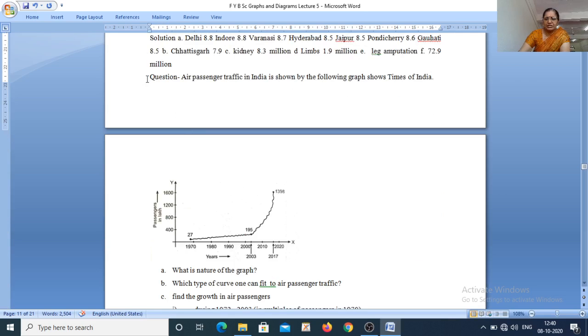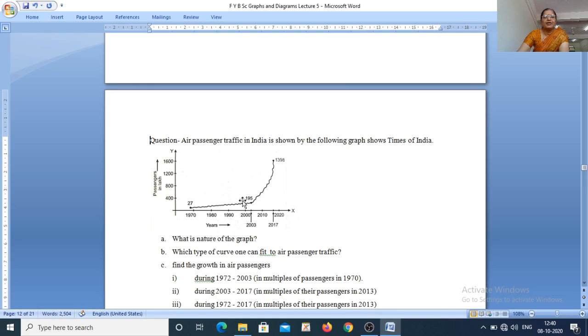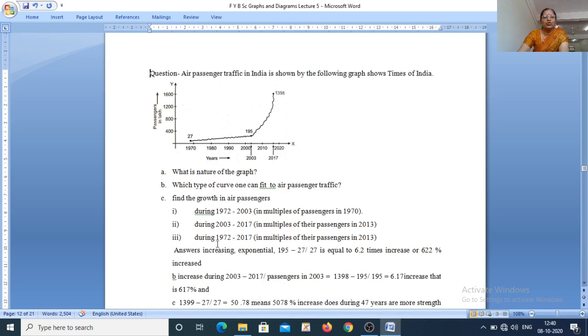Suppose one more question is there, I have discussed here. Air passenger traffic in India is shown, and what type of graph can you fit here? So this is the exponential type of growth. All of a sudden the number of passengers is increasing from the year 2000 up to 2020. There are maximum passengers. In this year, because of the pandemic situation, this will again have a drop.